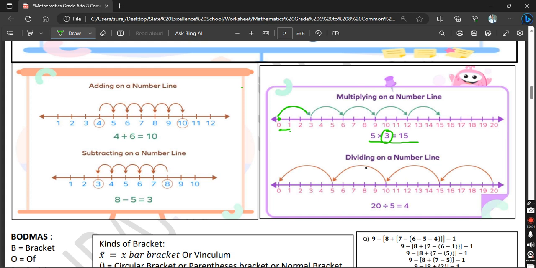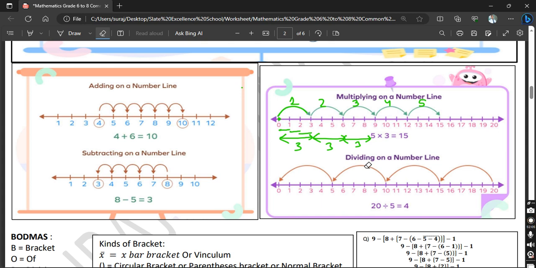How many gaps are there in total? 3. Here how many gaps are there? You can count 3. Here how many gaps are there? 3. So they are jumping 3 gaps each time, correct? How many times? See here: 1 time, 2 times, 3 times, 4 times, 5 times. Because 5 into 3 I need to find out. Getting my point? Due to that they jump 5 times.